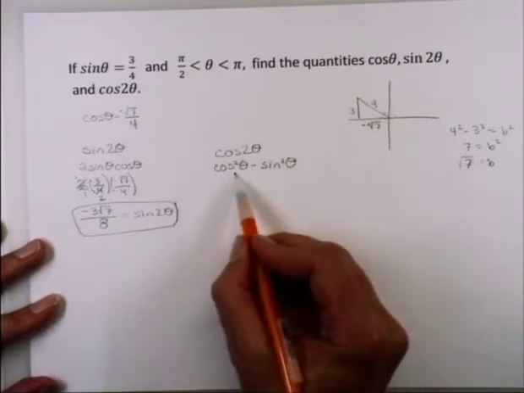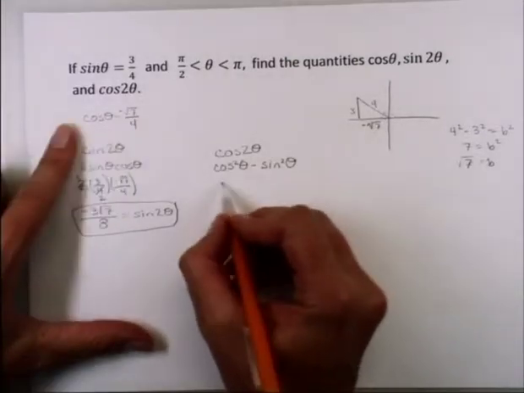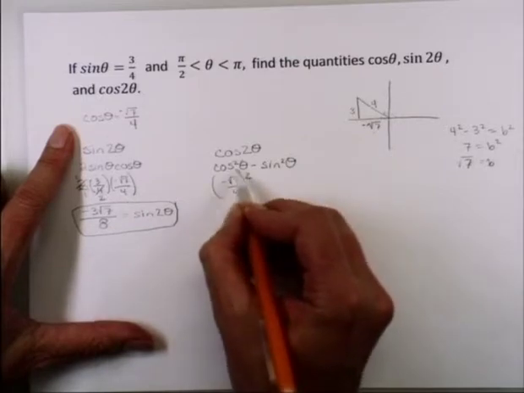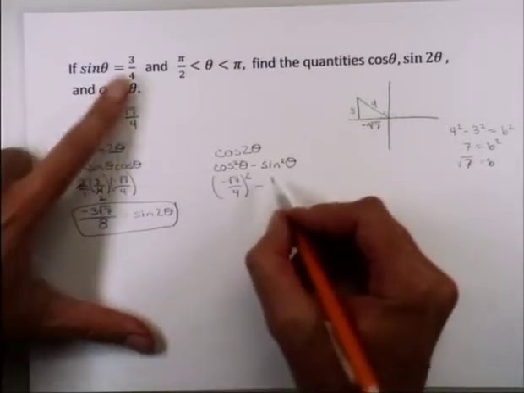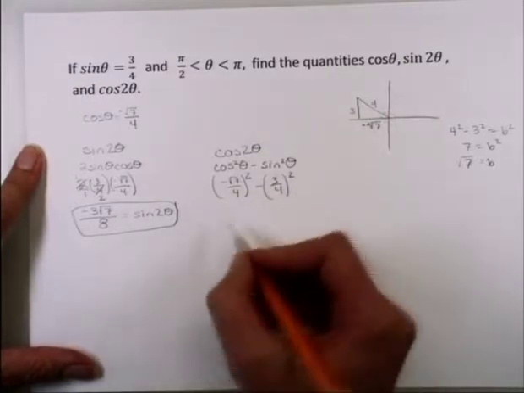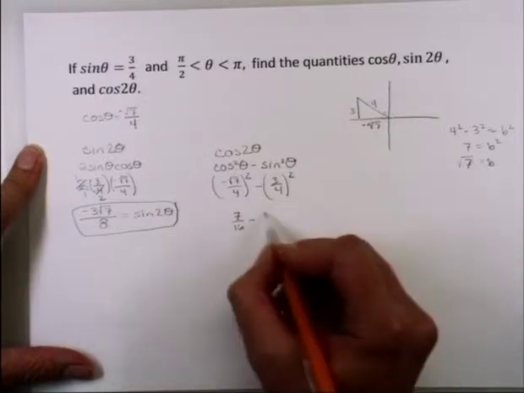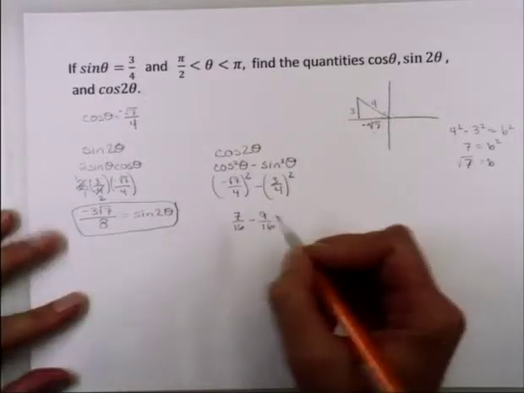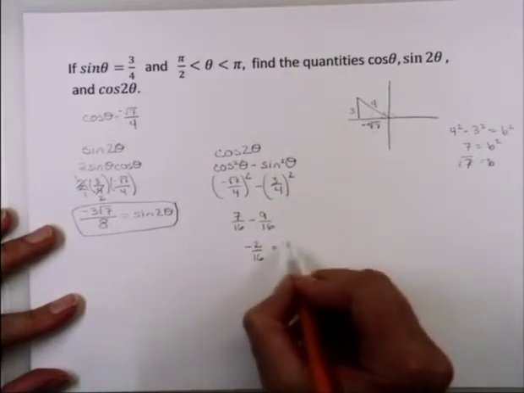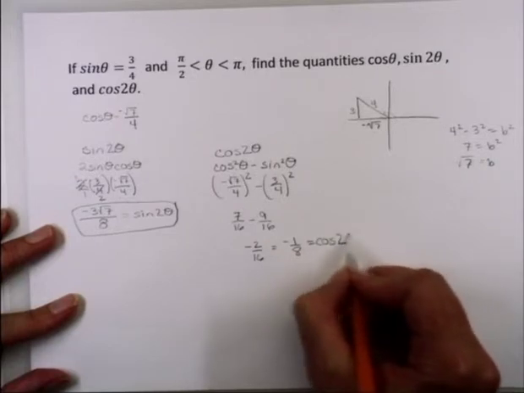Remember, I know cosine and I know sine. So cosine of theta is this. So I have negative radical 7 over 4 squared minus 3/4 quantity squared. So when I square that out, I get positive 7 over 16 minus 9 over 16, which gives me negative 2/16, which would be negative 1/8. So that is the value of cosine 2 theta.